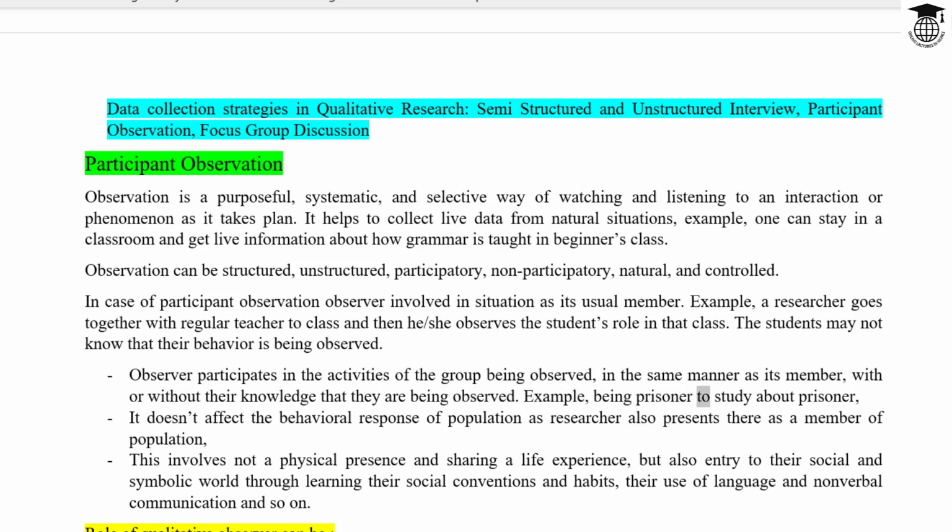For example, being a prisoner to study prisoners. It doesn't affect the behavioral response of the population, as the researcher is also present there as a member of the population. This involves not only physical presence and sharing a life experience, but also entry to their social and symbolic world through learning their social conventions and habits, their use of language and nonverbal communication, and so on.